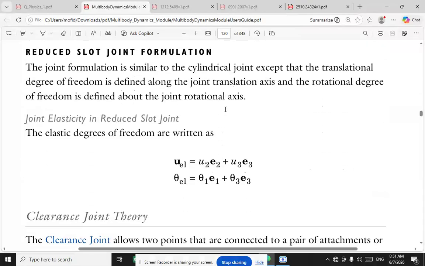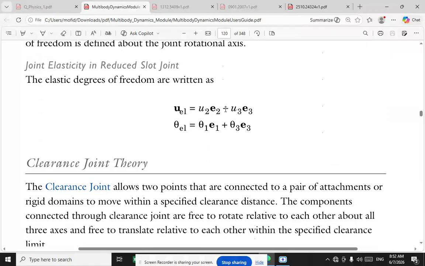Reduced slot joint formulation. The joint formulation is similar to the cylindrical joint except that the translation degree of freedom is defined along the joint translation axis and the rotation degree of freedom is defined about the joint rotational axis. Joint elasticity, reduced slot joint. The elastic degrees of freedom are written as follows.